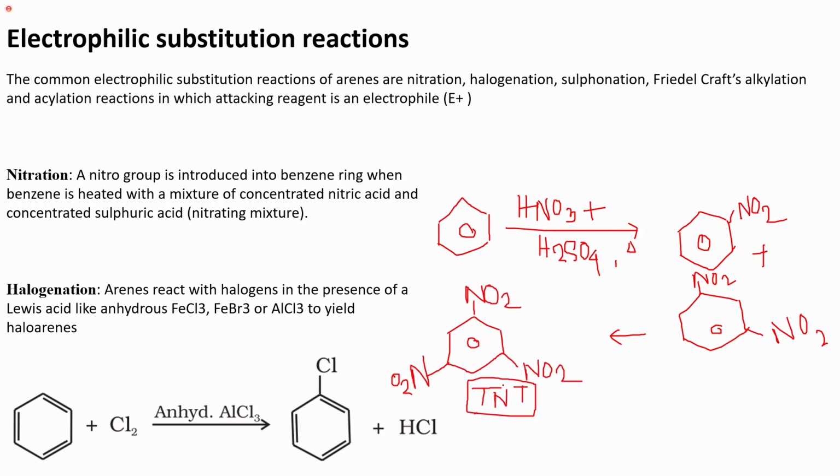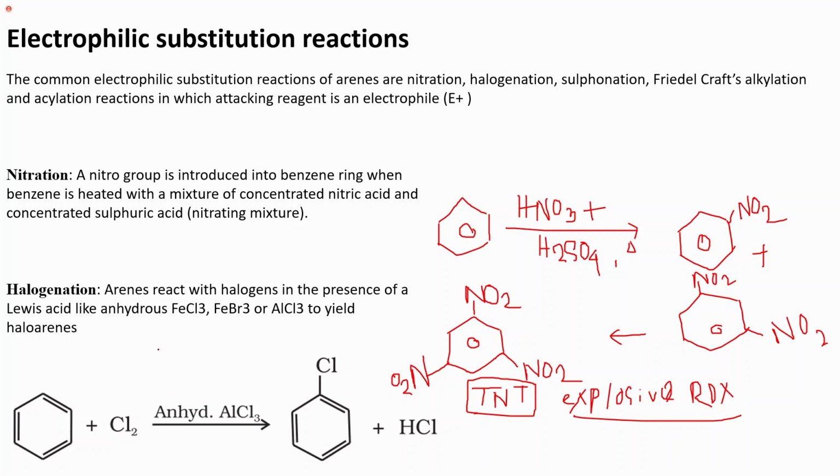This is called TNT, trinitrotoluene-type compound. This is an explosive. You have heard about explosives, like RDX. TNT is also equivalent to RDX. This kind of work is also going on in DRDO, where people are generating this kind of molecule. We are not discussing this one further.